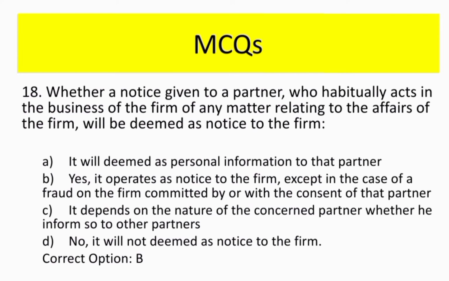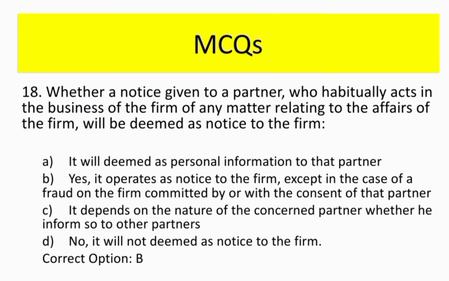Option B says yes, it operates as notice to the firm except in the case of a fraud on the firm committed by or with the consent of that partner. Option C says it depends on the nature of the concerned partner whether he informs so to other partners. And option D says no, it will not be deemed as notice to the firm.